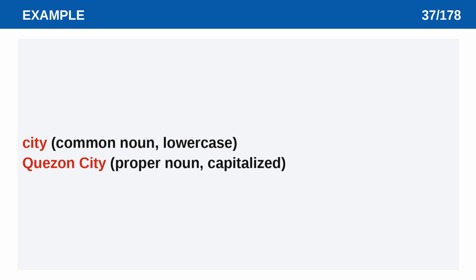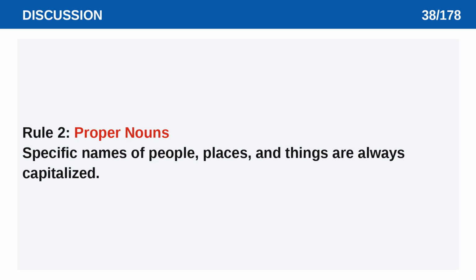City is a common noun. Quezon City is a proper noun, one specific city, so both words are capitalized. So the rule is simple. Proper nouns, specific names of people, places, and things, are always capitalized.